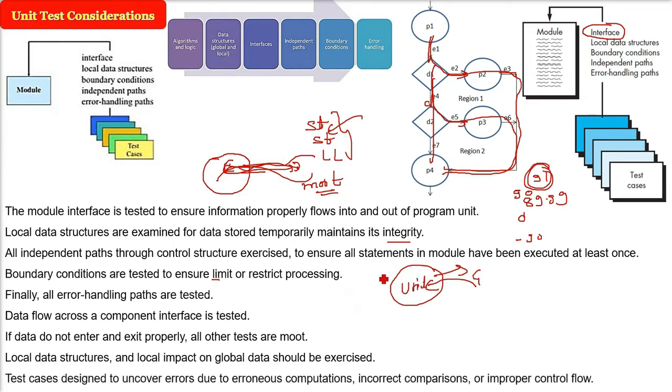The test cases you will write are designed to uncover errors due to erroneous computation. For example, if you have written A greater than B, maybe you should have written A less than B. So there can be incorrect comparison, and there can be improper control flow. If you want the control flow to be like this, you may have actually written it another way. These are the basis of the test cases for a unit test. Let me tell you: interface checking, local data structure, boundary conditions, independent path, error handling path. These are all part of your unit test considerations. This is how you write the test cases.